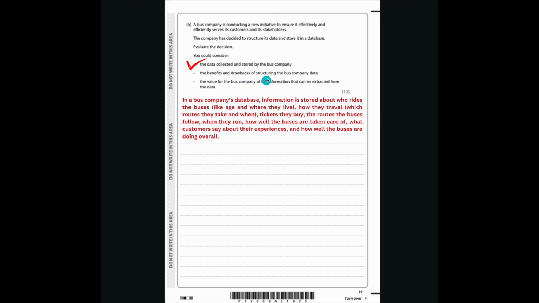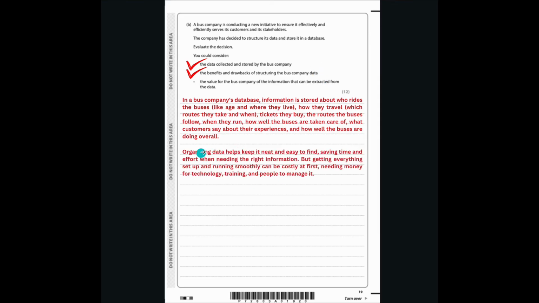Then the benefit and drawback of structuring the bus company data. So what will be the benefit? The benefit is organizing data helps keep it neat and easy to find, right? Saving time, like I already mentioned, when someone comes and asks for some information, they can find it within 1 second. And saves effort when needing the right information. But getting everything set up and running smoothly can be costly at first, right? At first, they need money for technology, training and people to manage it. But when people are used to it, it will be quite easier.